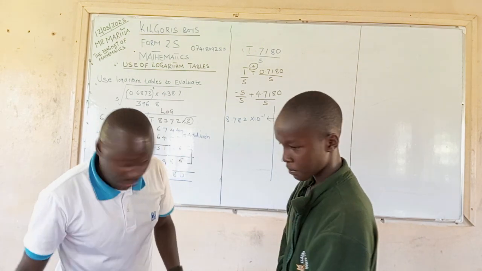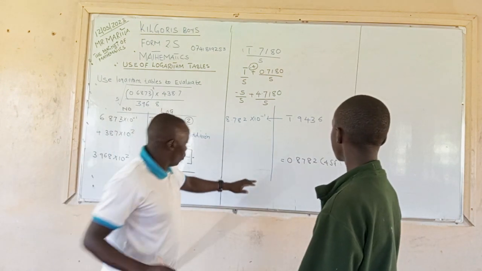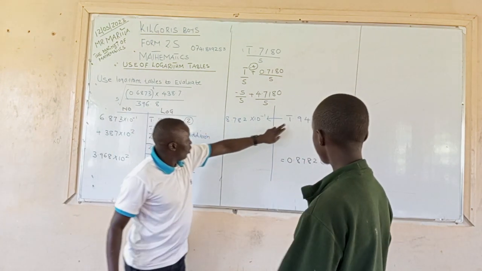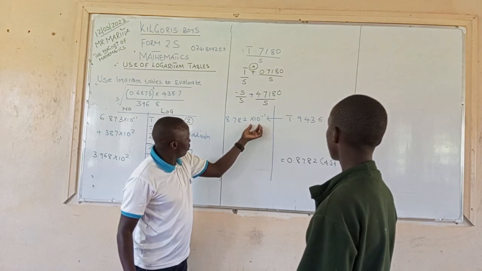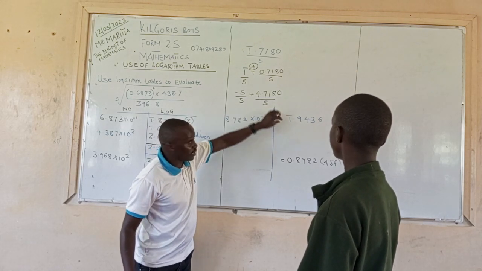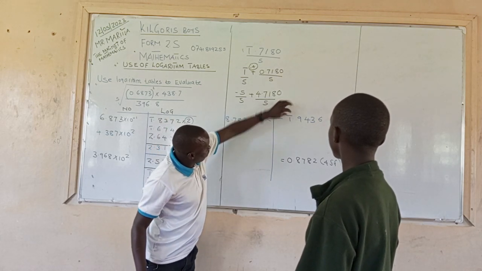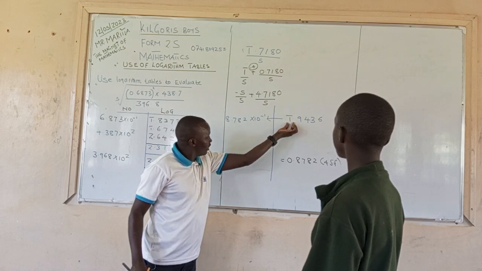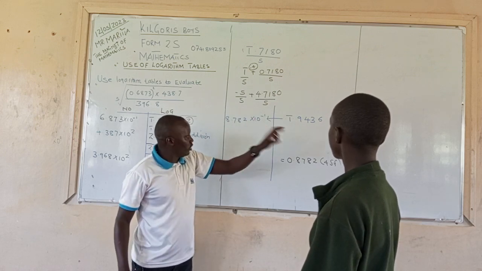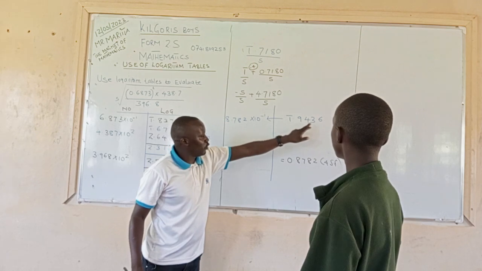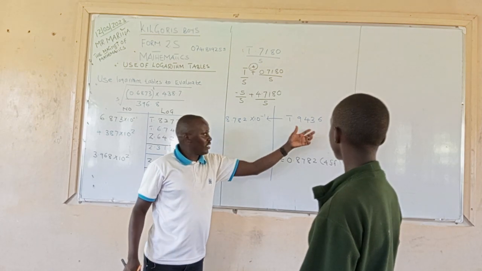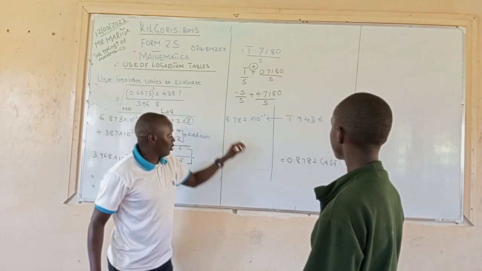But this part here, when you are finding the antilog, you should take this 10 raised to negative 1 out of here. So we have to bring this one from here up to here. And then we remain here with 0.9436. Then in that case, you find the antilog.